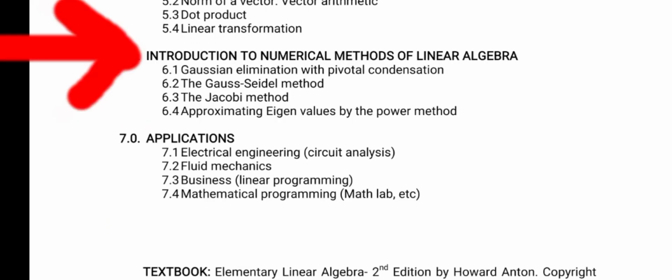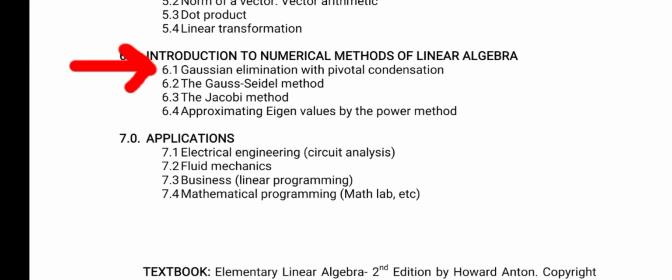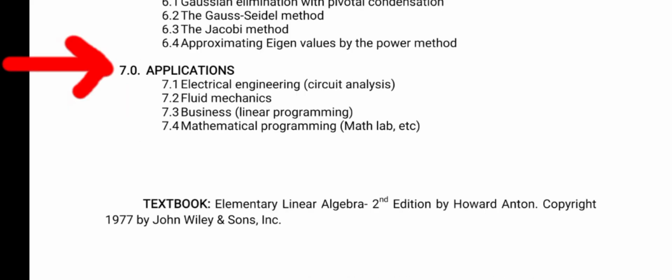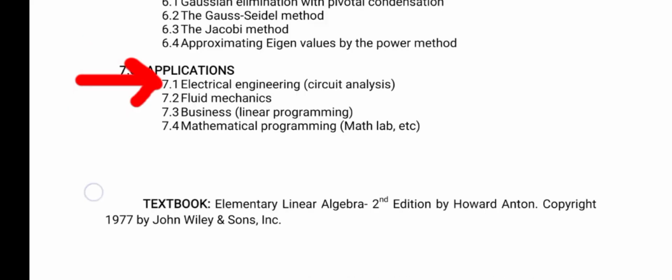In Chapter 6, you study an introduction to numerical methods of linear algebra, where you study Gaussian elimination with pivotal condensation, the Gauss-Seidel method, the Jacobi method, and approximating eigenvalues by the power method. In Chapter 7, you study applications. Under applications, you study application of linear algebra to electrical engineering, circuit analysis, application of linear algebra to fluid mechanics, application of linear algebra to business, linear programming, and application of linear algebra to mathematical programming, MATLAB.